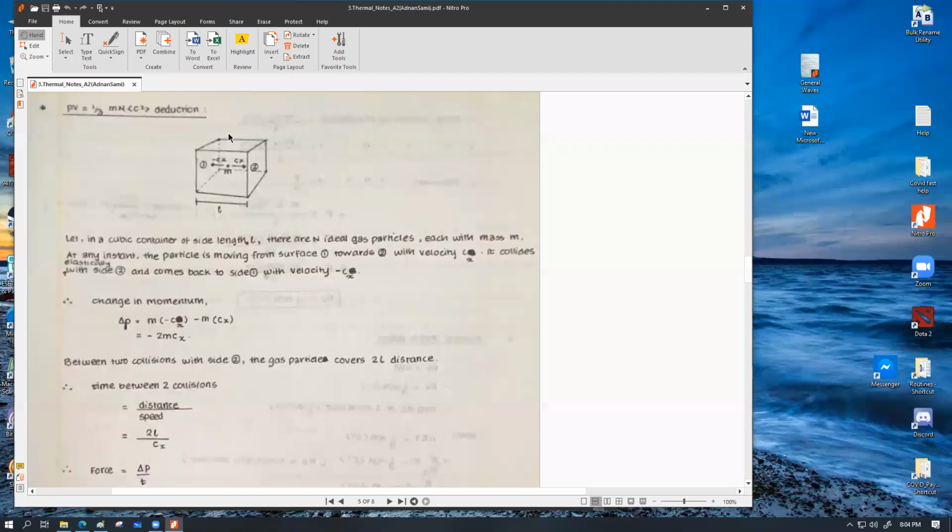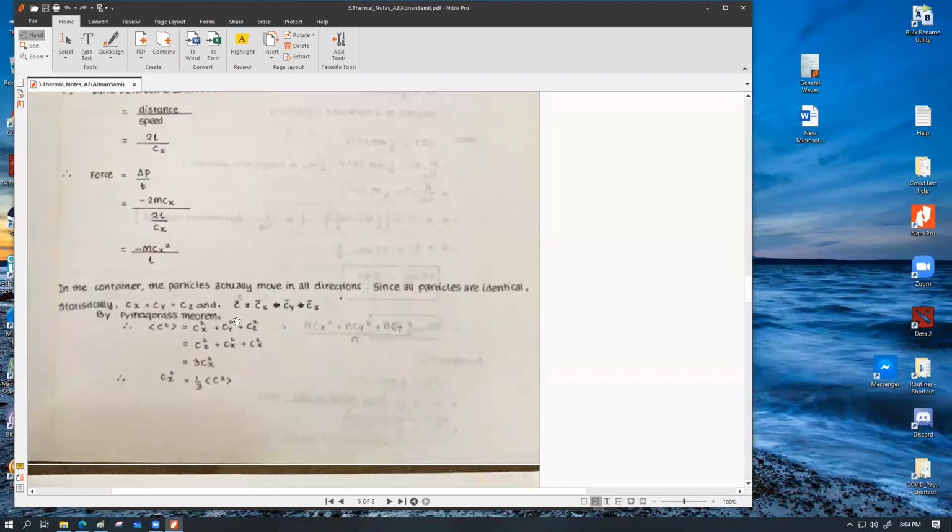For average velocity, if in any direction it moves around at a constant temperature. And because the container was described to be a cubic container, the amount of time it would require to collide between these two surfaces would be the same for these two surfaces, or for these two surfaces as well. That's why we are assuming that these three components should be equal. Now, these are the three components on the X, Y, and Z axis.